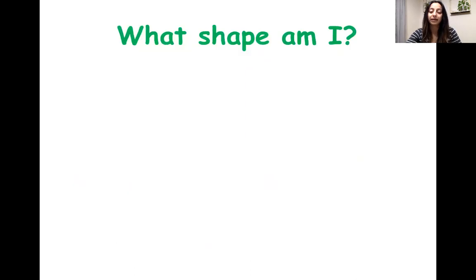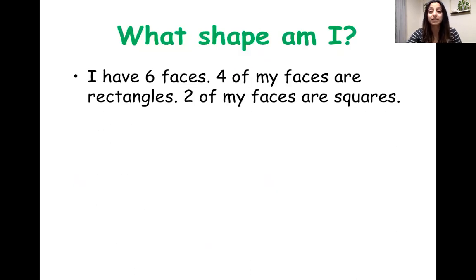What shape am I? I have 6 faces. 4 of my faces are rectangles, and 2 of my faces are squares. That's really important information. Out of all 6 faces or flat surfaces, 4 of them are shaped like a rectangle and 2 are shaped like a square. That's a really important clue in figuring out what shape this is.